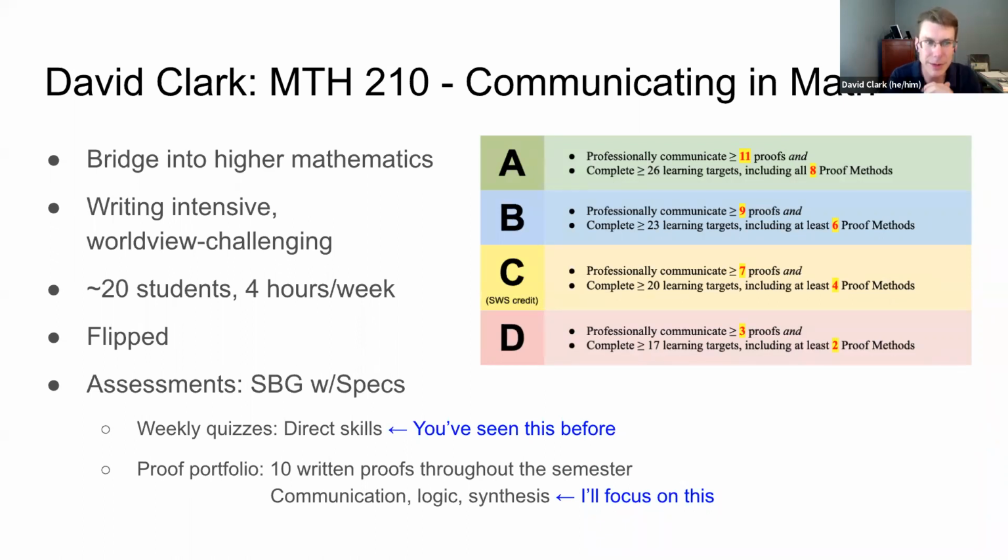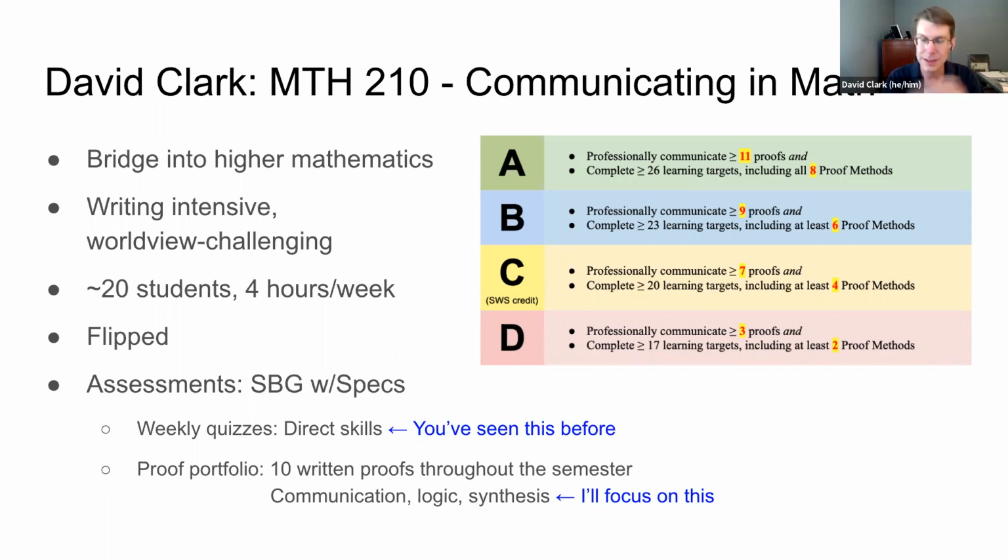But the class I'm talking about is called Math 210, Communicating in Math. And while this is a very math-specific thing, it's going to have some features that apply really broadly. So this is our bridge into higher math. It's where we move from a more formula, one right answer focused type of thing into a, how do I communicate my understanding thoroughly, especially in a case where there's more than one way to do this.